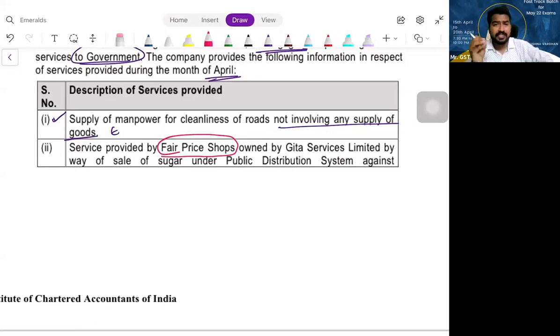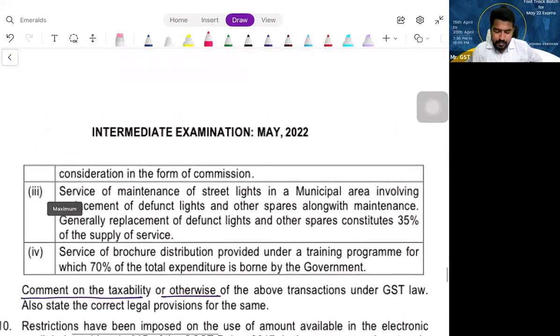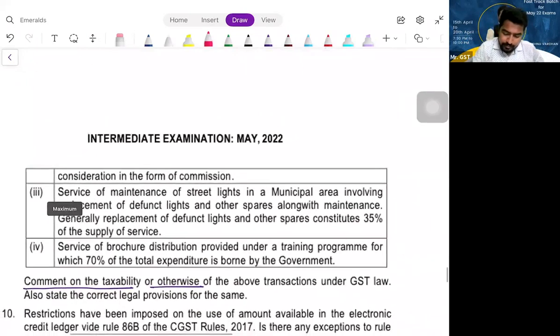So for fair price shops, the exemption is given. Under the public distribution system, whatever the fair price shops are supplying, sugar, oils, then it is exempt from GST. Is that clear? So this is also exempt, right? Next. Point number 3.